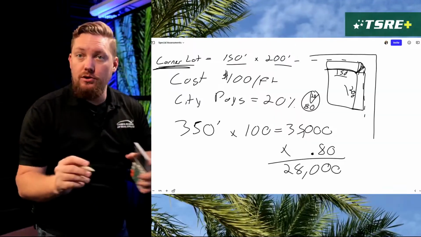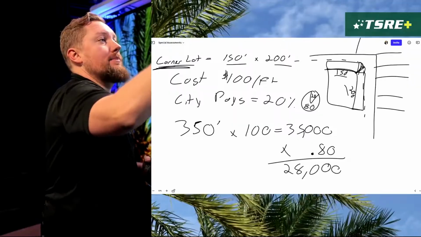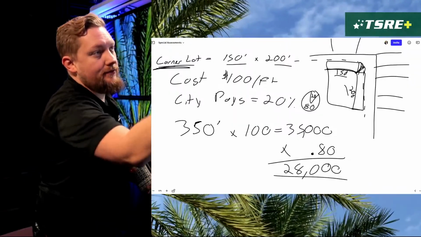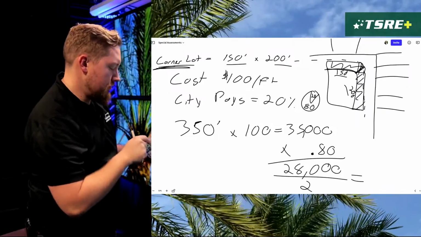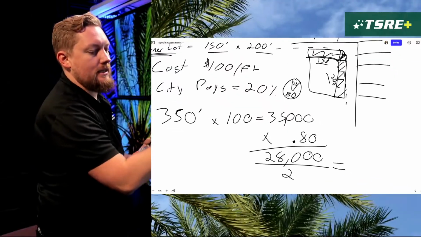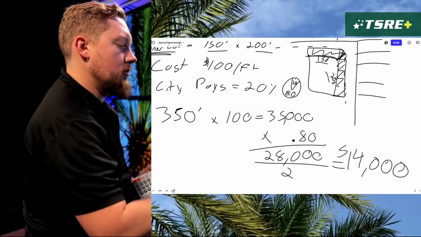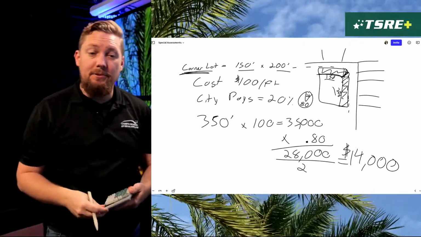But remember, that's for both sides of the street. So all the owners over here are going to get their own separate bills for their side of the street. So we just want our half. We're going to divide by 2 to get that. So 28,000 divided by 2 is going to give us a $14,000 special assessment. And that's it. It's as simple as that.